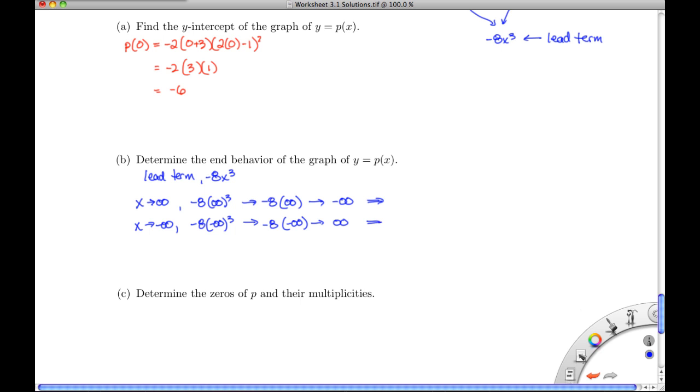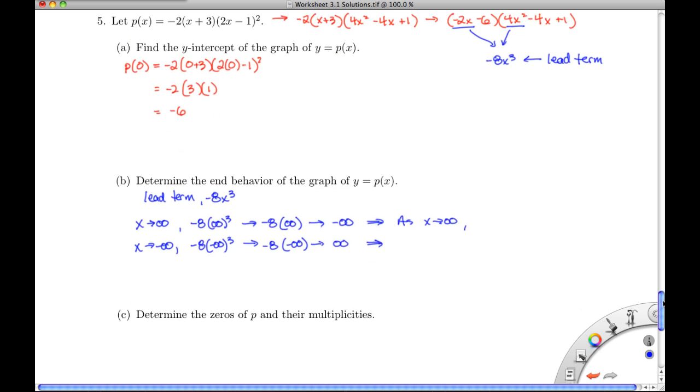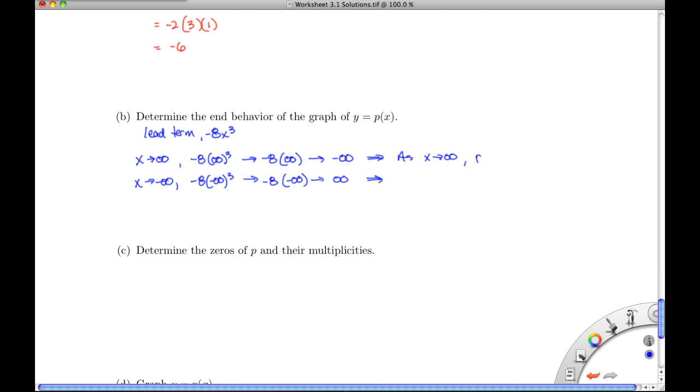So we can write our end behavior as x approaches positive infinity, our function, which is little p of x, is going to go to negative infinity. And as x approaches negative infinity, our function, little p of x, is going to go to positive infinity.